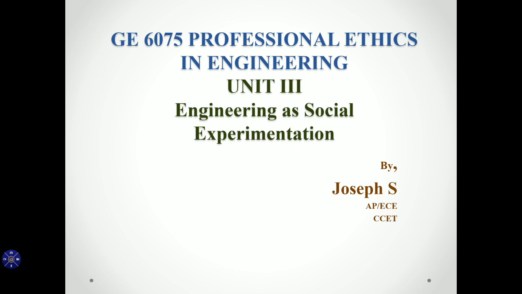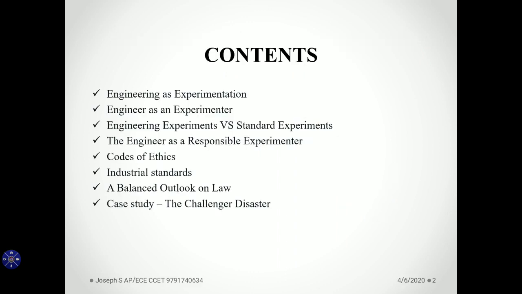So what are the contents? First of all, we are going to see what the contents are in this third unit. Engineering as experimentation and engineer as experimenter. Engineering experiment versus standard experiments. Engineering as a responsible experimenter. Code of ethics. Industrial standard. A balanced outlook on law. A case study on challenge and disaster. So these are the contents in the third unit. Now we are going to discuss these topics deeply.